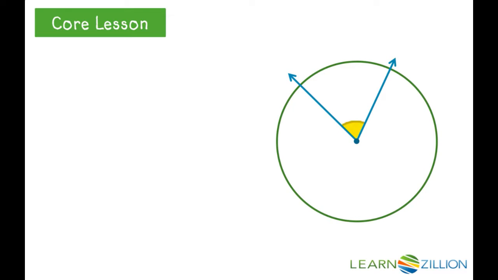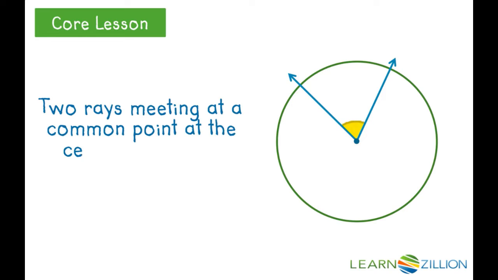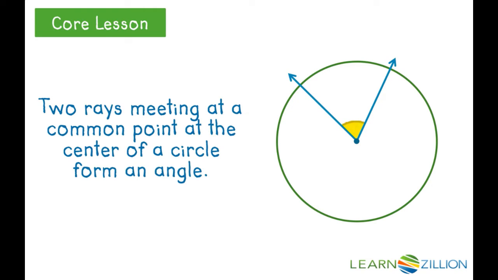We can often take that common center point that the rays meet at and put it at the center of a circle. And that's important when we're measuring angles because we can actually use that to figure out the measurements of it. So a lot of times we'll think about two rays meeting at a common point at the center of a circle, forming an angle. And as I mentioned, that's going to be important as you're trying to determine the measure of an angle.